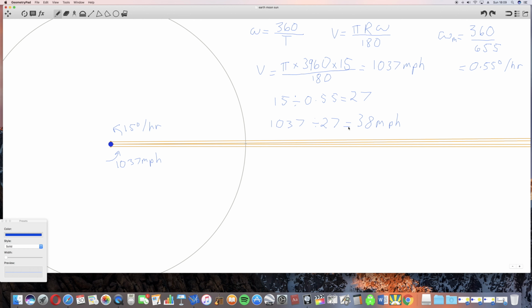However, the radius that the moon's moving in is much bigger. Now, the radius that the Earth, a point at the equator, is turning in is 3,960 miles. Now, the radius that the moon is turning in is 238,000 miles.